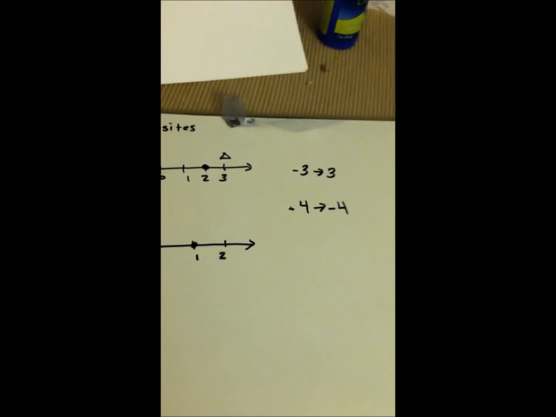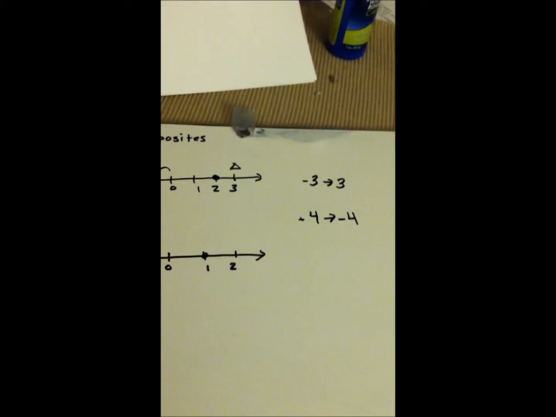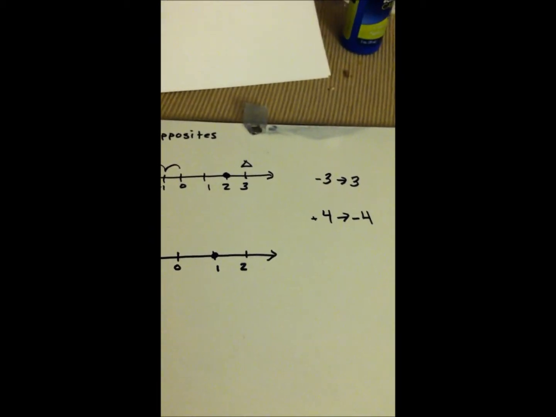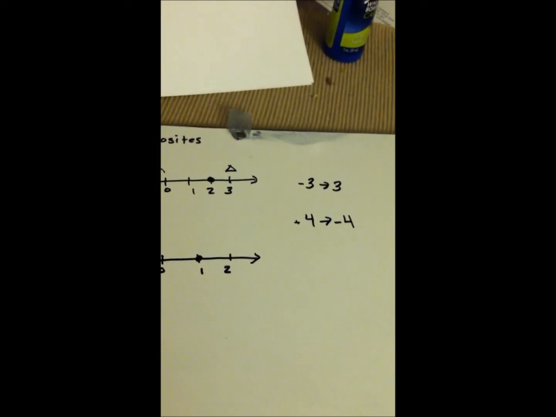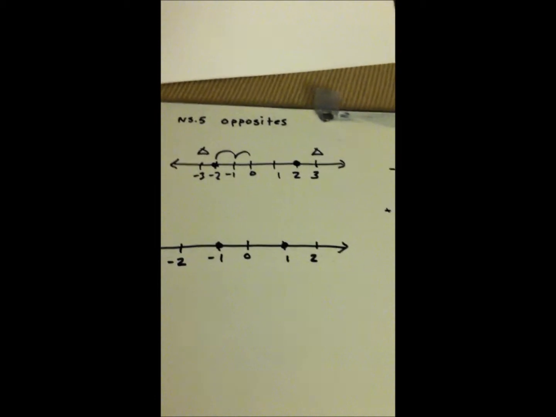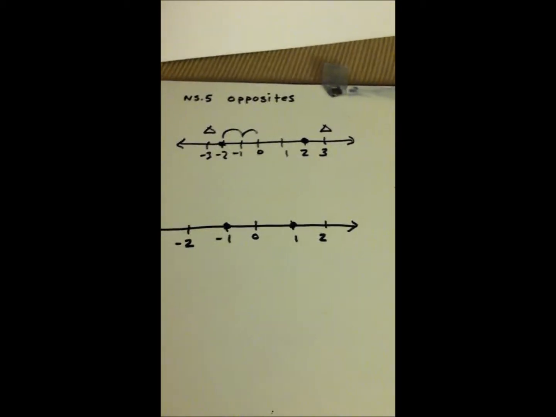So when we talk about opposites, we are talking about being able to identify a number that is the same distance from 0 in the opposite direction on a number line. If we don't have a number line, that means you just need to switch the sign. Okay, that's basically all you need to be aware of for this to be successful at NS5.